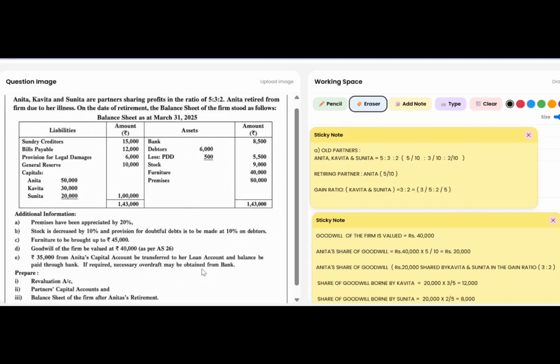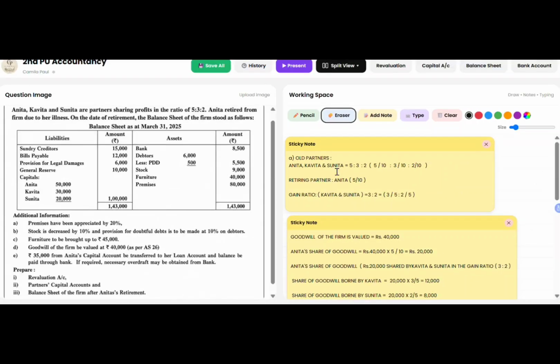So with this, we are going to prepare the revaluation account, partners capital account, and the balance sheet of the firm after Anita's retirement. Now we are going to see how to treat the adjustments according to the question given here. First, let's see what information is given to us. In the question, they have given us the old partners ratio, that is Anita, Kavita, and Sunita, 5:3:2, which can also be written as 5/10, 3/10, and 2/10.